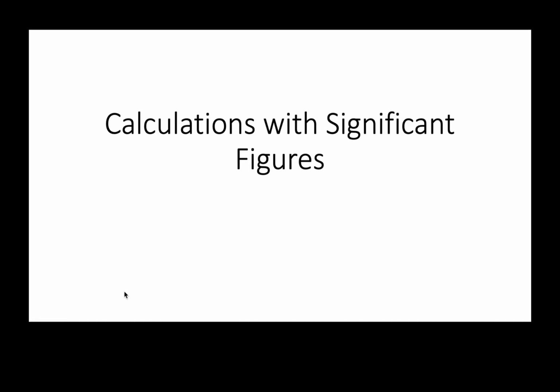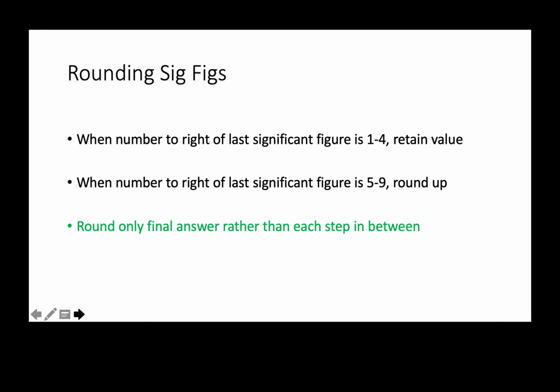Next, we're going to learn how to do calculations using significant figures. The first thing we have to consider is how to round these values. So imagine that we took some measurements and we needed to do some calculations with them, and we need to also round the calculations to the correct significant digit.